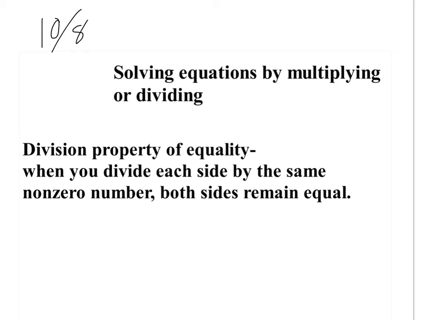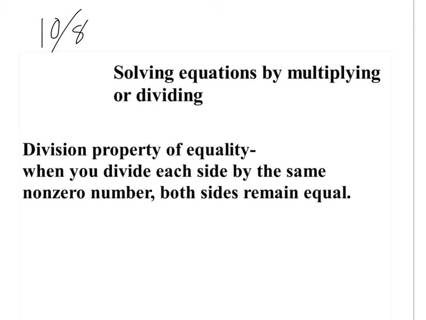Today we're going to be solving equations by multiplying and dividing. What you need to know about division property is that if you divide each side by the same non-zero number, then both sides remain equal. The reason they put non-zero number is because you can't divide by zero.